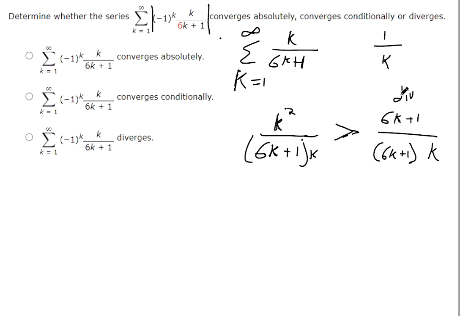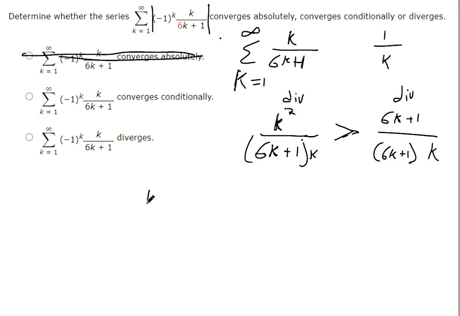And from the comparison test, we know that if you have a fraction that's greater than a divergent series, then that fraction must also diverge. So we just found out that this diverges because it's greater than something we already know to be a divergent series. So it doesn't converge absolutely. To determine whether it converges conditionally, now we want to apply the alternating series test.